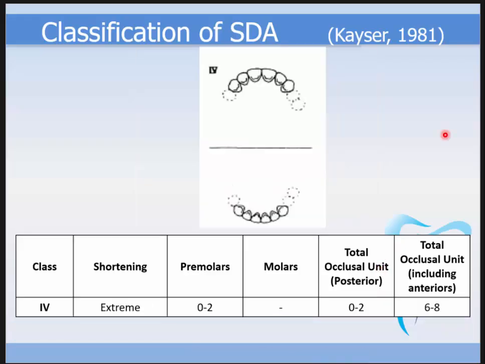This is the last classification, which is class 4. They call it extreme shortened dental arch. When it is called extreme, it means you have lost more of the teeth. It's only 3 to 3 present, possibly with 1 or 2 premolars. If you have 1 premolar, then you have 1 occlusal unit. If you have 2 premolars, then you have 2. And then the total occlusal units is below what the WHO proposed.